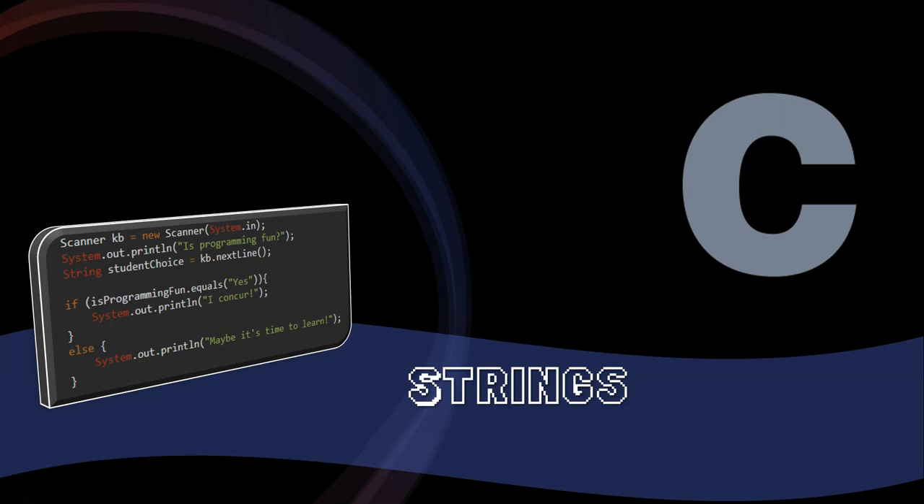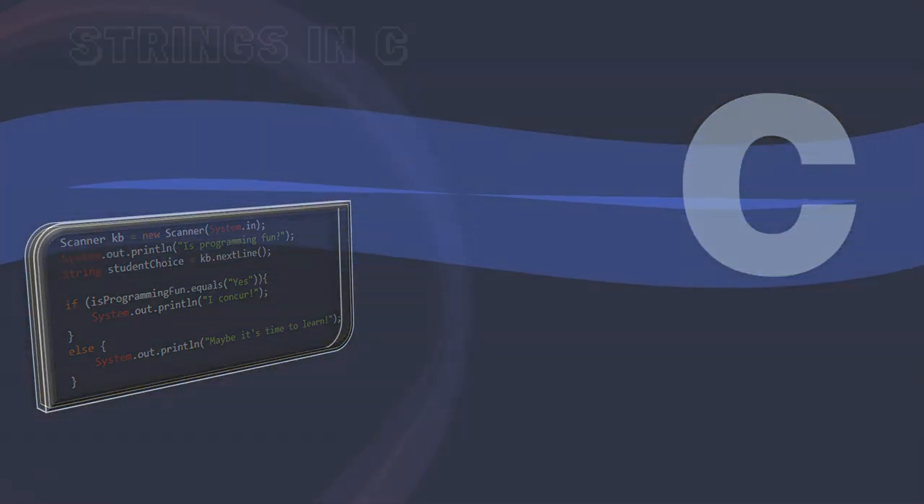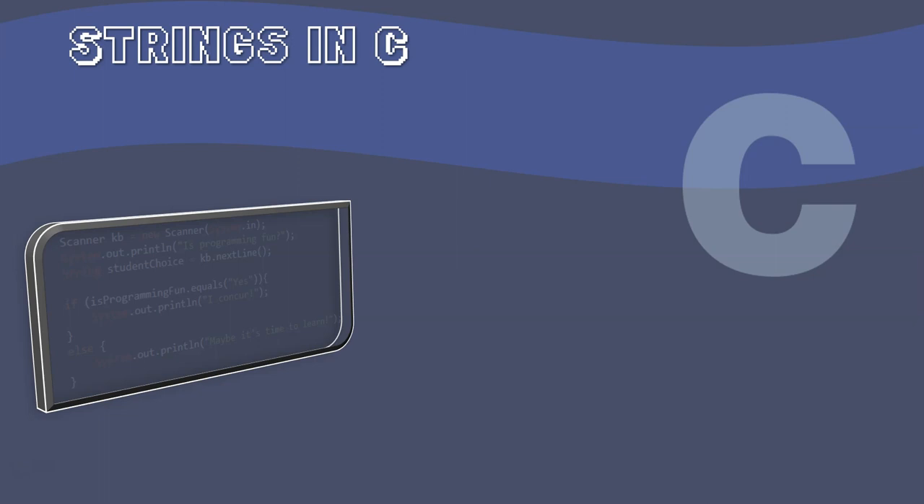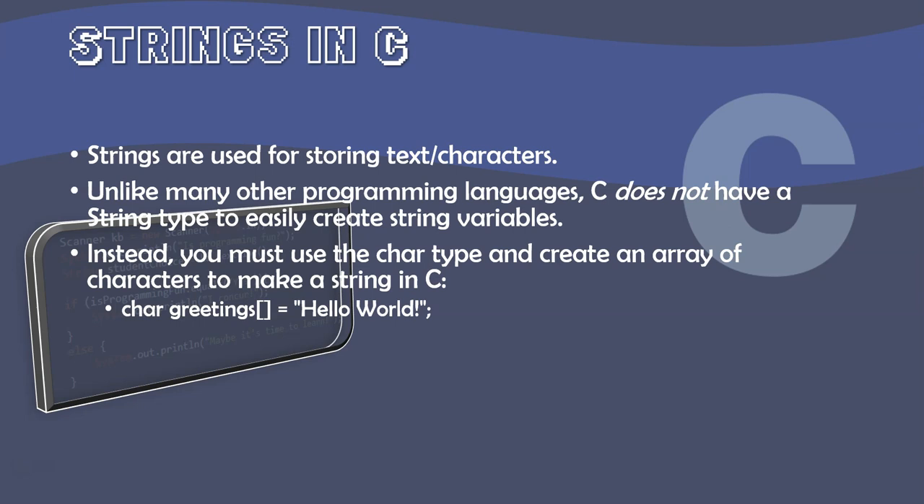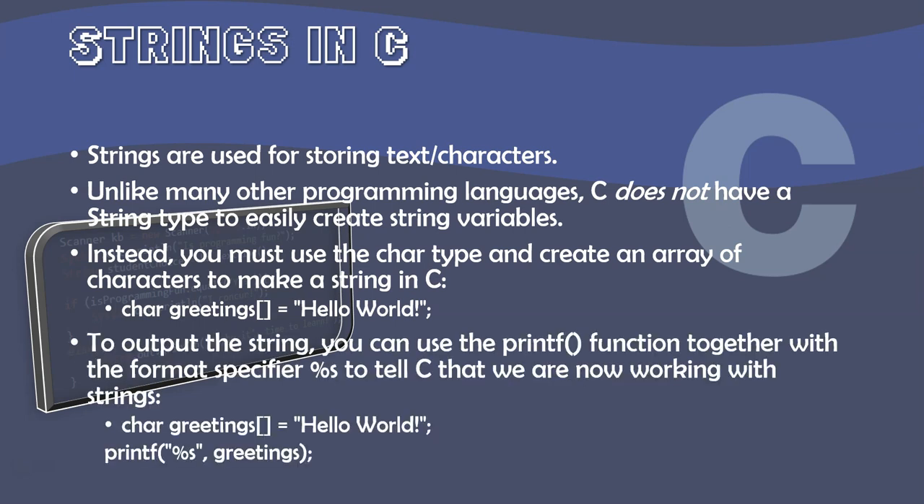And welcome back. As we continue our next lesson in C, let's take a look at how we can do strings. Strings in C are a little bit different than how we might be used to handling them. While strings are used for storing text and characters, in C we don't actually have a string type to easily create string variables. Instead, we have to use the char type and create an array of characters to make a string in C. For example, char greetings equals "Hello World".